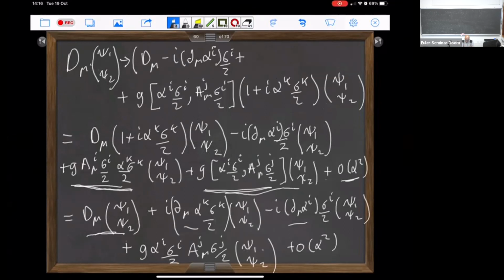So let's expand. On this page we're doing the calculation in detail. We have the covariant derivative, and first of all we compute the change in the covariant derivative, and then we'll apply the change in the covariant derivative to the transformed fermion field.